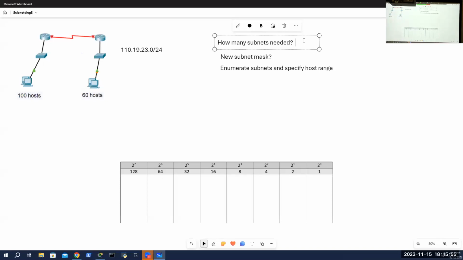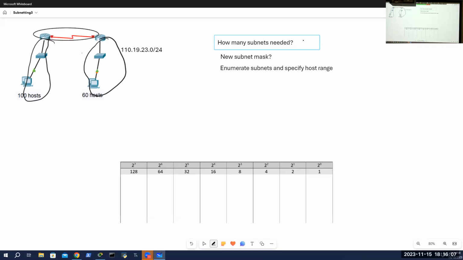Here's the first network. Here's the second network. Where's the third network? Across the router. Right. So there are the 3 networks, and we have to accommodate 3 networks, so we need 3 subnets.